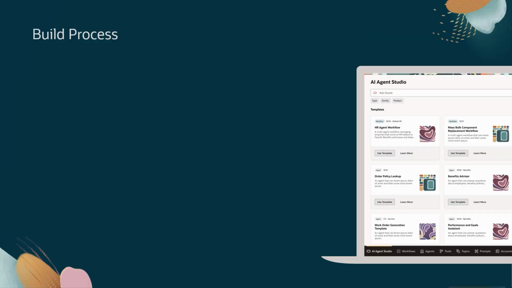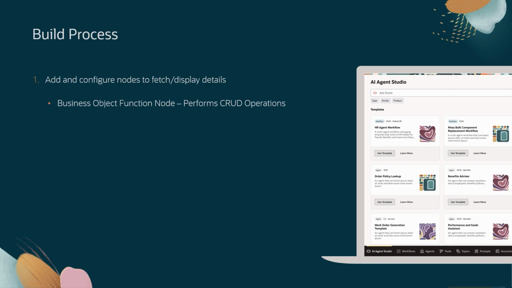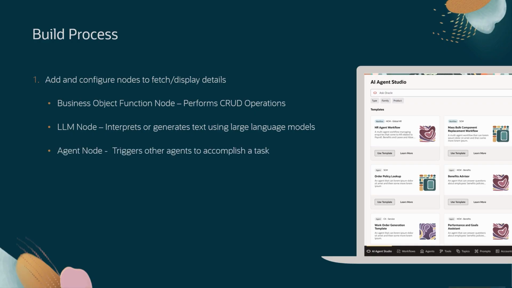To create the agent from scratch, we need to follow two steps. Create and configure the nodes for the agent. Start by adding the business object function node to read and update application data. Use an LLM node when you need natural language interpretation or to generate responses. Define agent node to coordinate tasks by triggering other agents or workflows as part of your process.